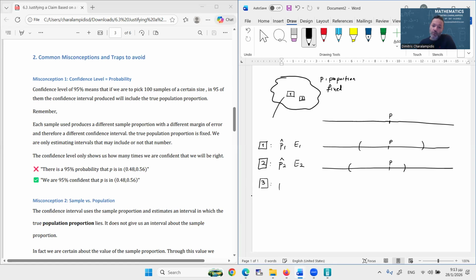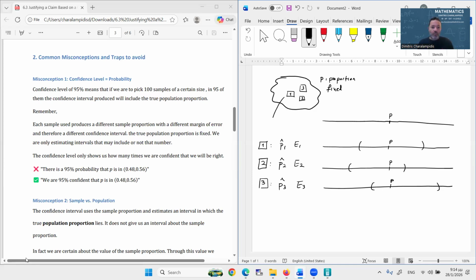Then I did it for a third sample out of the population. That third sample led to a third sample proportion, a third margin of error, which were applied to the formula, and led to a different confidence interval. You can see that each time I select a different sample, I end up with a different confidence interval. Some of these confidence intervals contain the true population proportion. Some don't. A 95% confidence level means that if I am to pick 100 such samples of that specific size, in 95 of them, the confidence interval produced will indeed include the true population proportion.